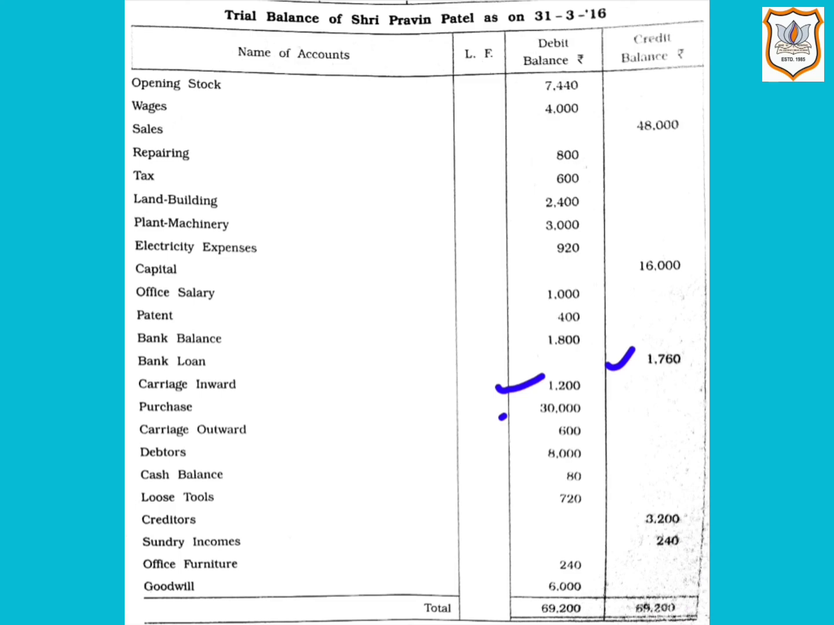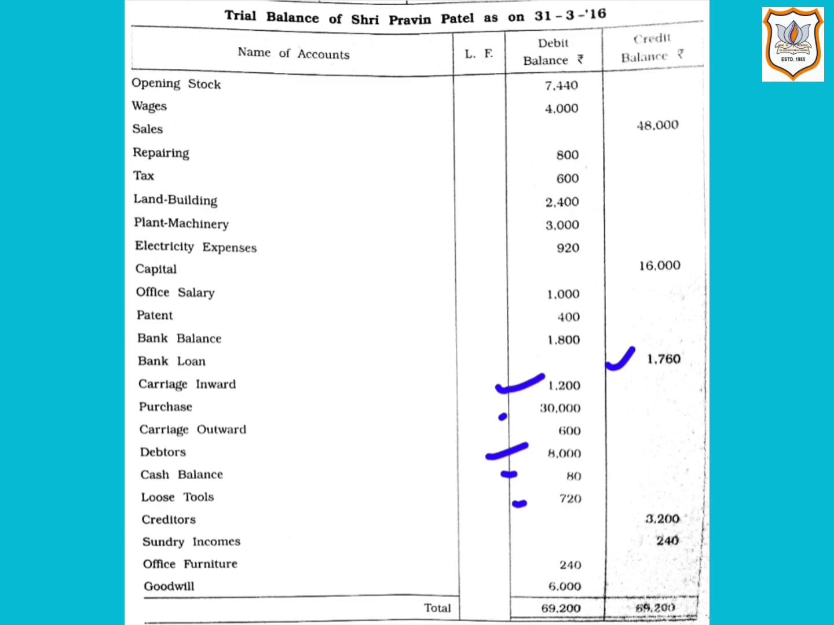Amount is rupees 600. Then debtors. Debtors always has a debit balance, so it will be recorded on debit column of trial balance. Then cash balance, it is also an asset, so it will be recorded in debit column of trial balance. Then we have loose tools. Loose tools is also an asset, so it will be recorded in debit column of trial balance.